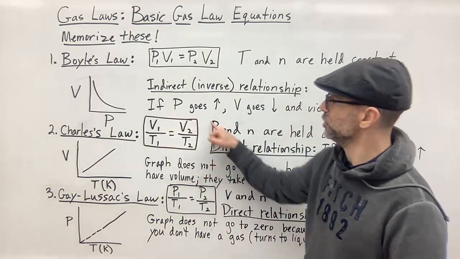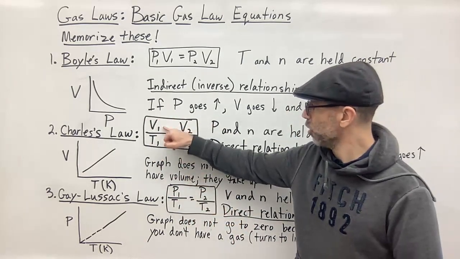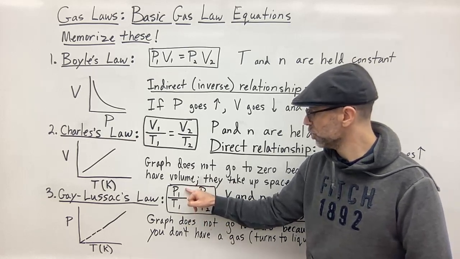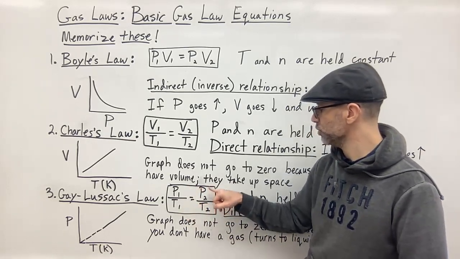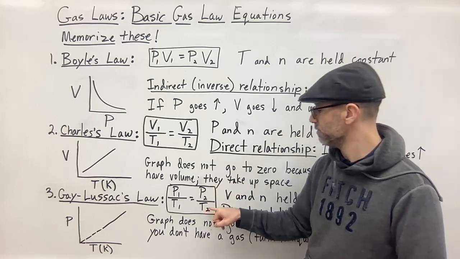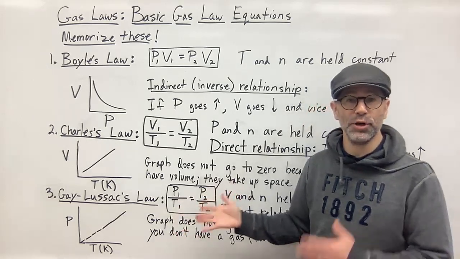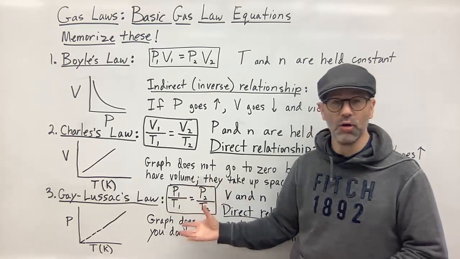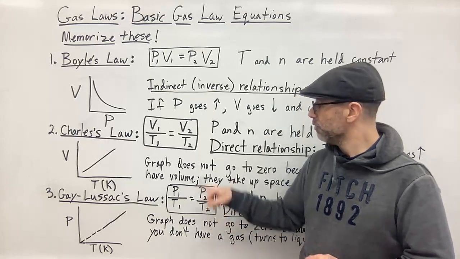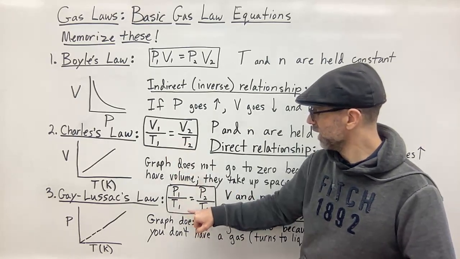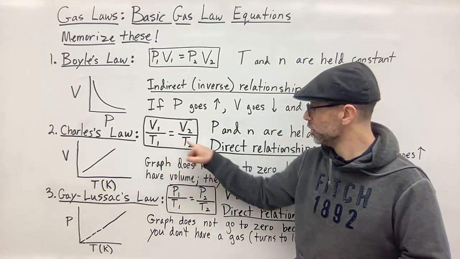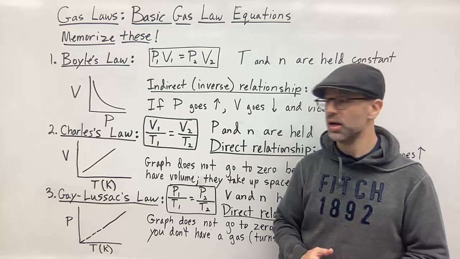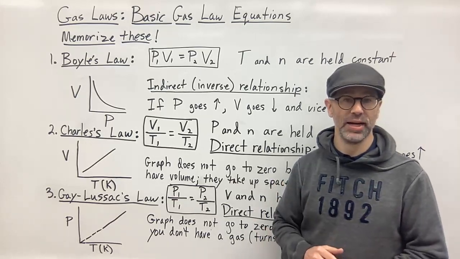So it looks very similar to Charles' law. The only difference is instead of volume and temperature, you're looking at pressure and temperature. So again, the initial pressure over the initial temperature is going to be equal to the final pressure over the final temperature. And whatever you're given in a problem, you just plug in the values and solve for the missing piece. And again, for both Charles' law and Gay-Lussac's law, you need to make sure that the temperature is in Kelvin. If they don't give you Kelvin temperature, you need to convert to Kelvin temperature. Otherwise, you're not going to get the right answer.